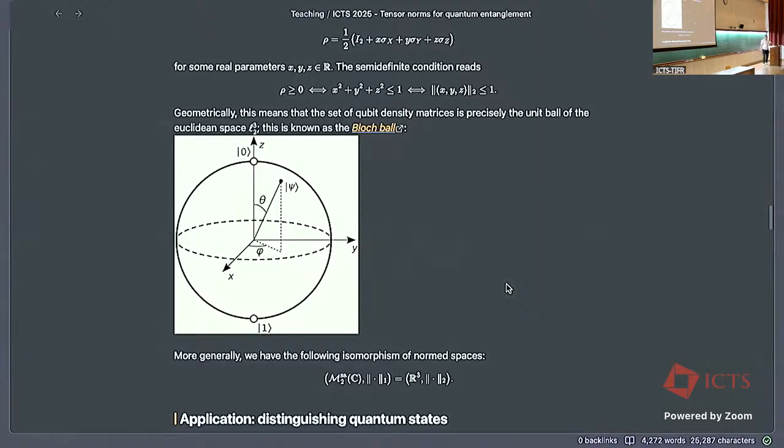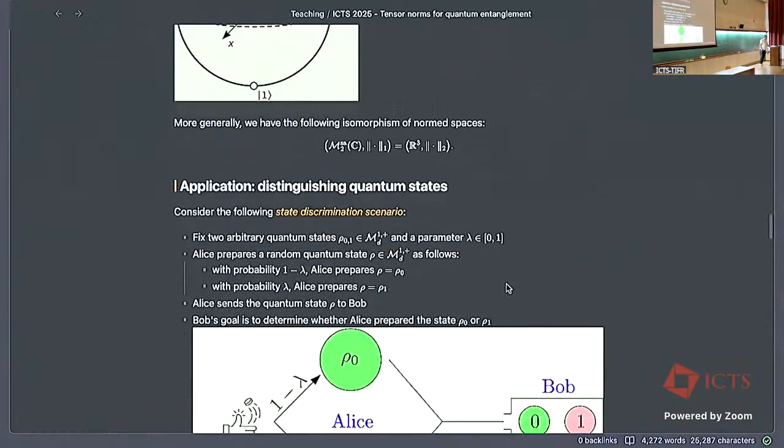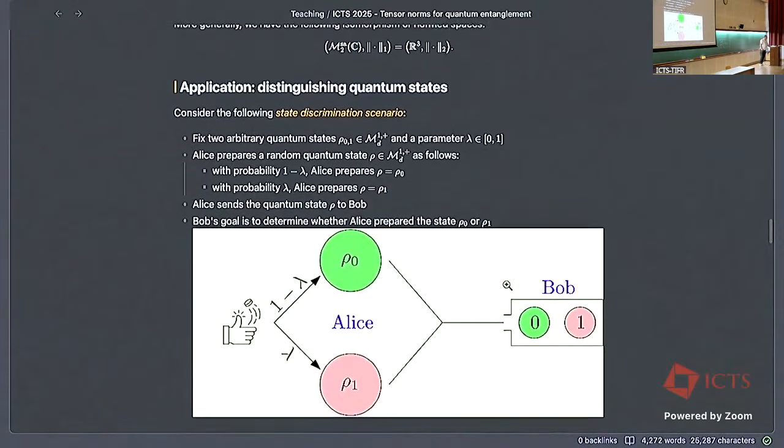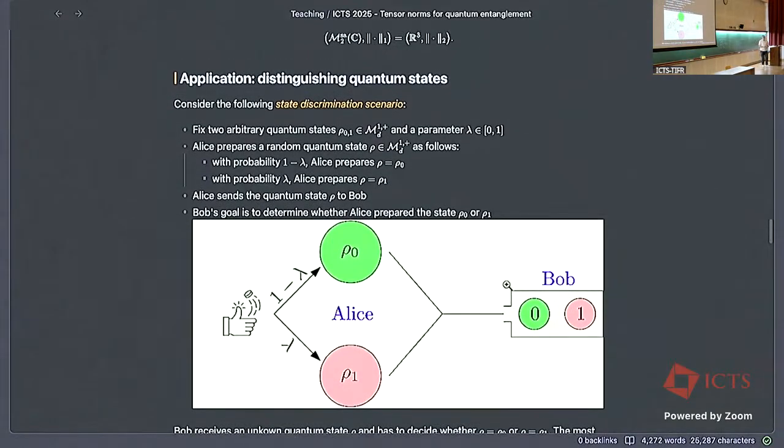Good. Now, in the last half an hour, I want to tell you about an application of this to quantum information theory, just to work a bit with these norms. And the application is distinguishing quantum states. Let me tell you about an operational problem. The problem is as follows. There's this state discrimination scenario, which I will describe now. Maybe, how many of you are familiar with this?